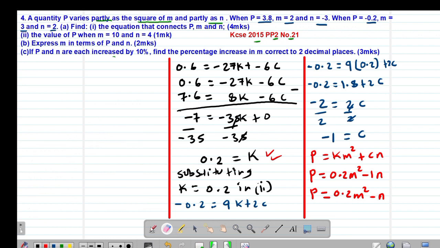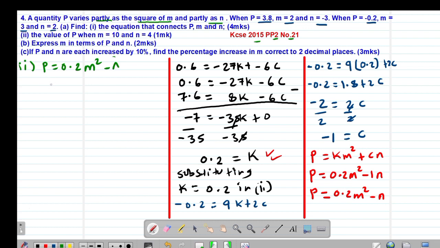Then we are going to look at part B of the question. That was part A Roman 1. In part A Roman 2, we were asked to find the value of p when m is 10 and n is 4. So I'll simply substitute into p is equal to 0.2 m squared, then minus n.